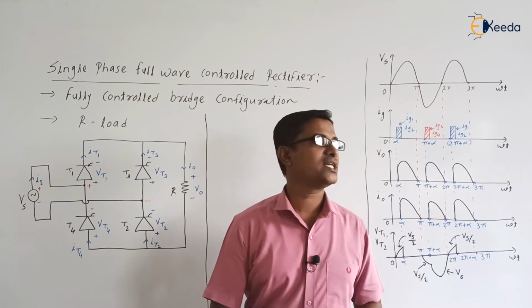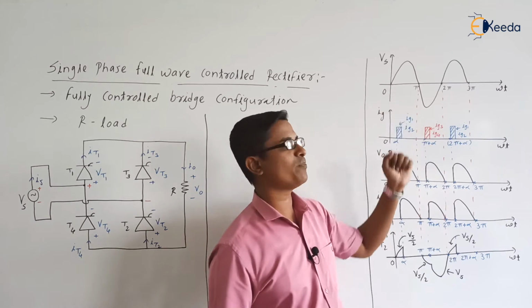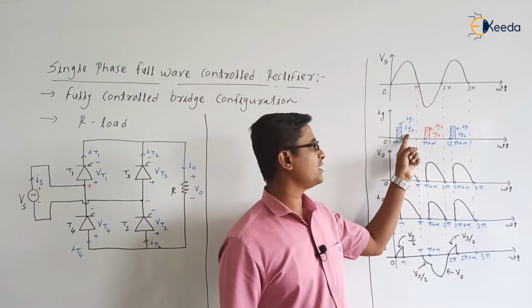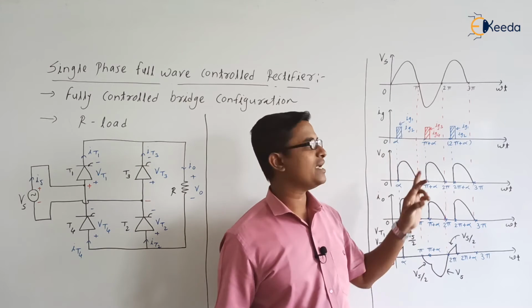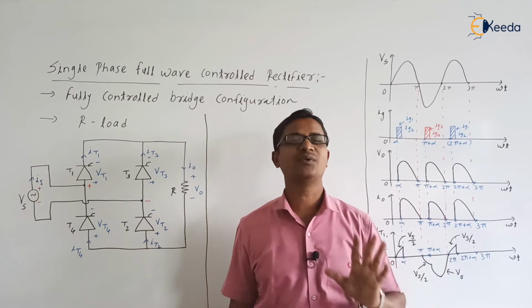So when Vs is positive, that is from ωt equal to 0 to π, we apply the gate signal to thyristors T1, T2 only. Ig1, Ig2 are the gate pulses to thyristors T1, T2.